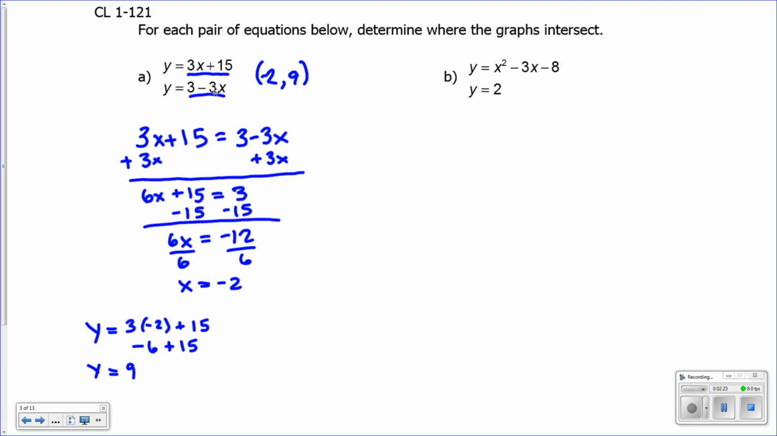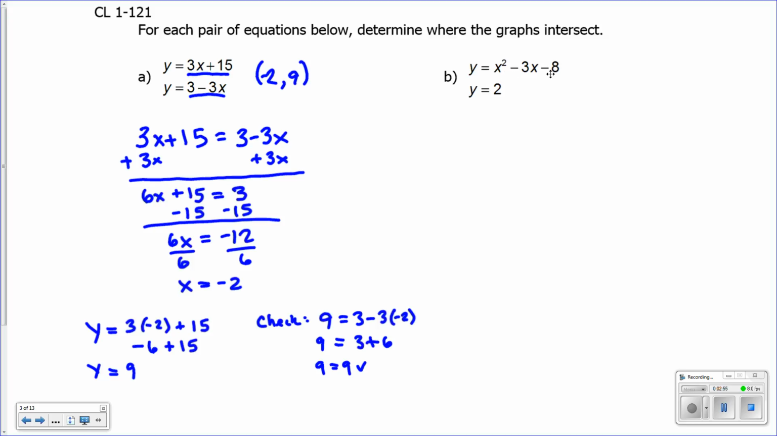To check it, you could plug it into this one and see if it works. So this is like our little check here. We're going to say 9 is going to equal 3 minus 3 times negative 2. 3 times negative 2 is negative 6, but when you subtract a negative 6, it's like plus. So 3 plus 6 equals 9. So we have 9 equals 9. Pretty easy. Let's look at B.